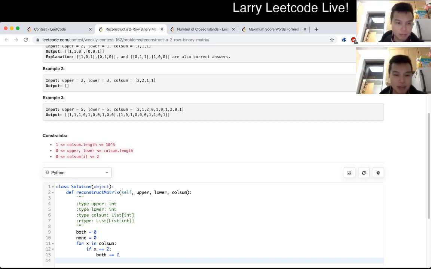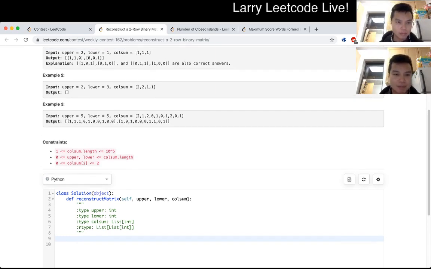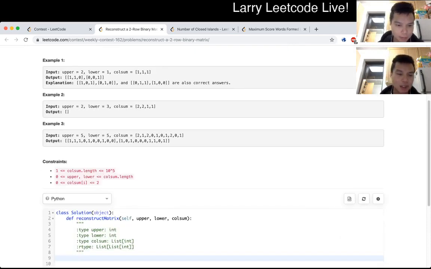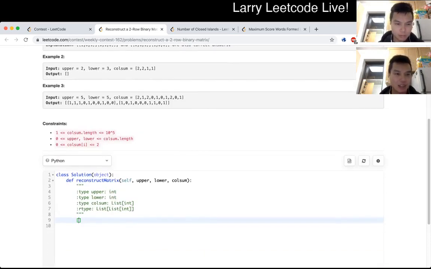But right here, I tried to do sort of a counting sort type thing actually, and then I changed my mind. I was like, well, actually, I don't even need to do counting sort. I can maybe just go through the column sum and then do it greedily in one pass. I was a little bit wrong actually, as you will see in a little bit.